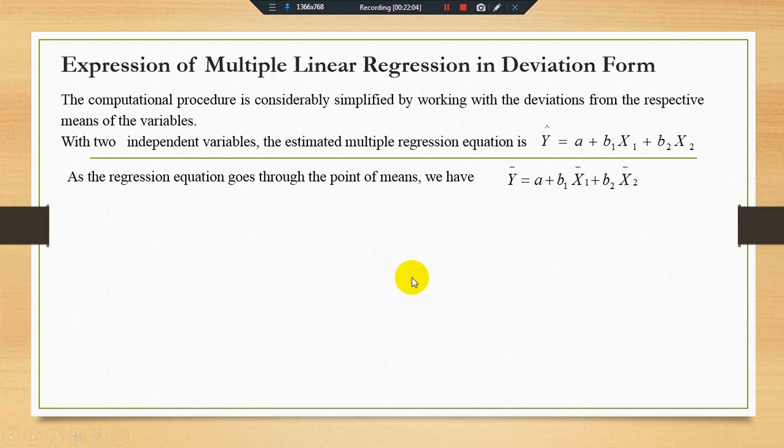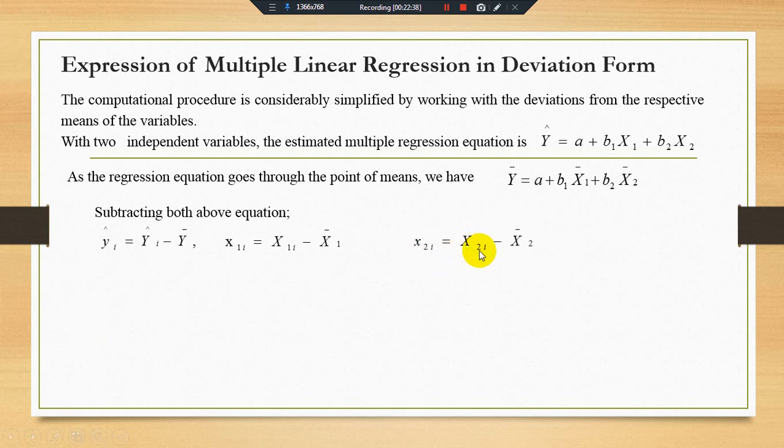So subtract this mean equation from the estimated equation, and you get lowercase y i is equal to y hat i minus y bar, x1i is equal to uppercase x1i minus x1 bar, and x2i is equal to uppercase x2i minus x2 bar. Now we get the new regression line: yi is equal to b1 x1i plus b2 x2i.